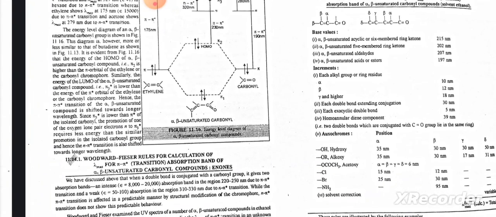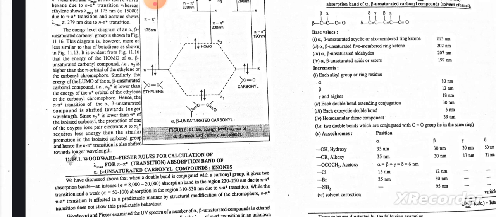The diagram is, however, more or less similar to that of butadiene, as shown. It is evident from the figure that the energy of the HOMO of the alpha beta unsaturated carbonyl compound, that is pi 2, is higher than the pi orbital of the ethylene or the carbonyl chromophore. Similarly, the energy of the LUMO in the alpha beta unsaturated carbonyl compound is lower than the energy of the pi star orbital of the ethylene or the carbonyl chromophore. Hence, the pi to pi star transition of the alpha beta unsaturated compound is shifted towards longer wavelength.